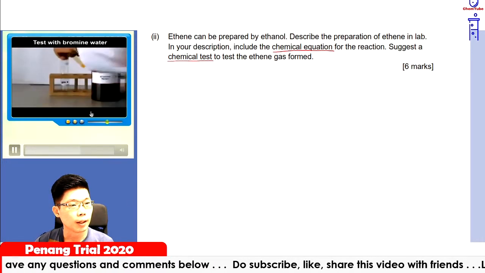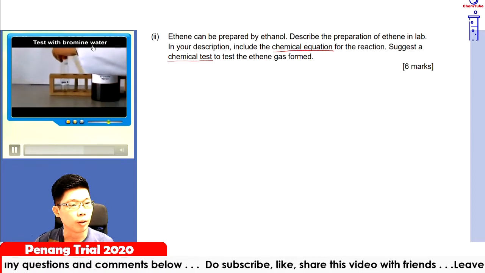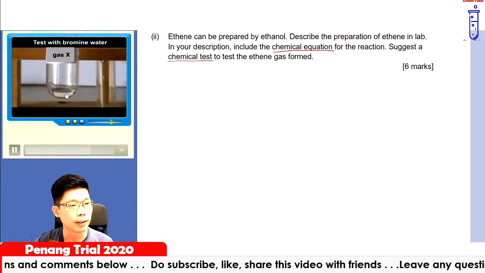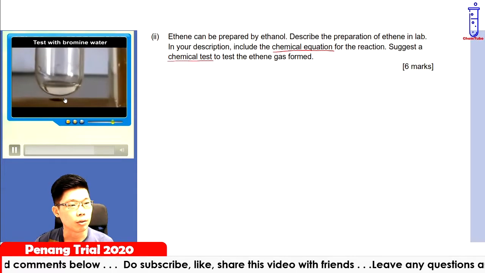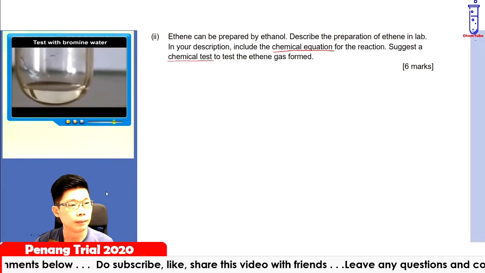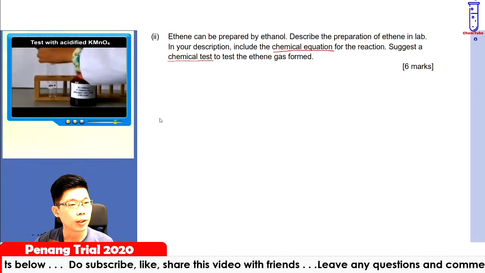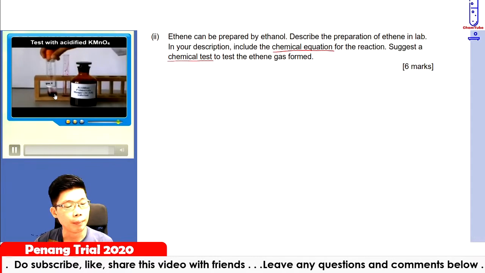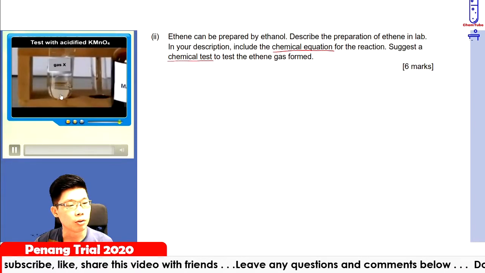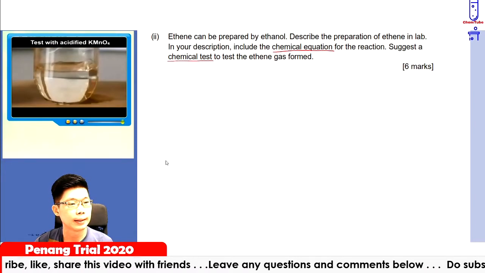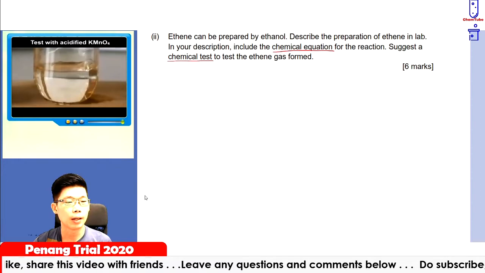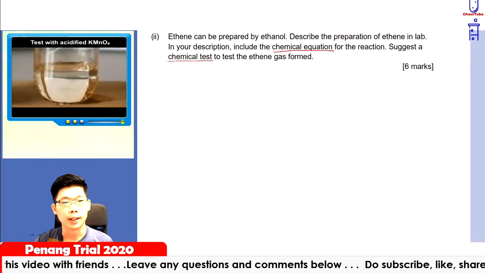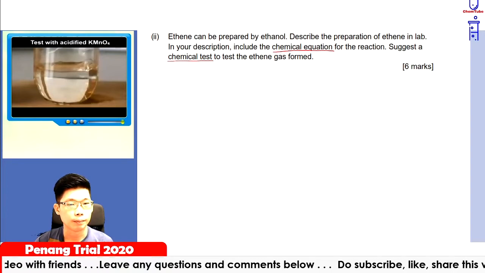So the gas collected, you can test with the bromine water. Bromine water is initially brown in color, then finally it turns colorless. We also can test with acidified potassium manganate(VII), which is purple initially, then it will turn colorless. Okay, so this is how we prepare ethene in the lab using dehydration.